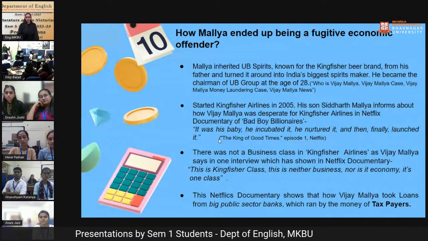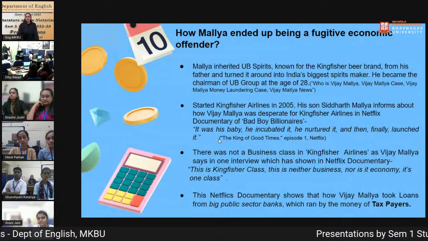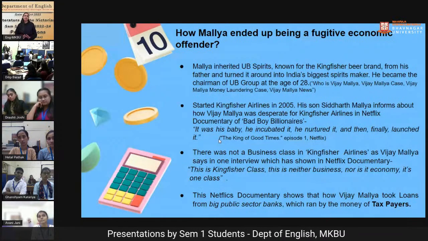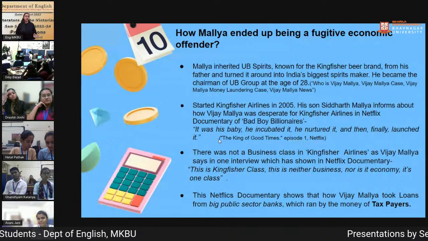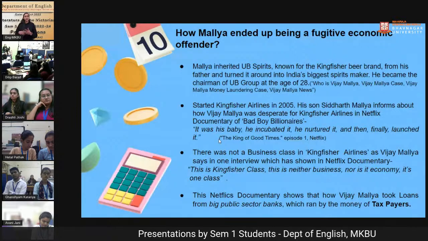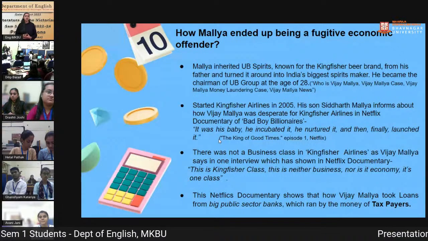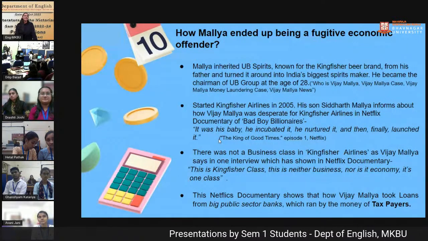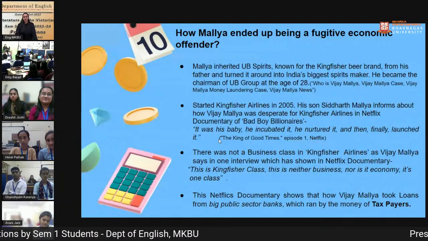This Netflix documentary shows how Vijay Mallya took loans from the big public sector banks, which drained the money of taxpayers. When Indira Gandhi nationalized the banks, they were opened for every common person, like mostly the farmers. And when it is a public bank, then obviously it is run by the public, by the taxpayers, which I pay, you pay, we all pay the tax. Even when someone dies, even when someone commits suicide, she or he also pays tax for it.